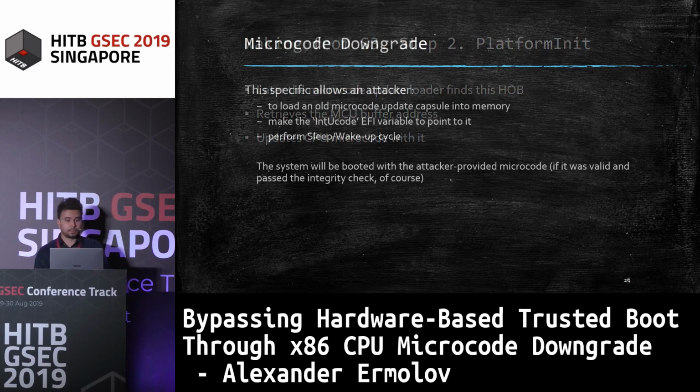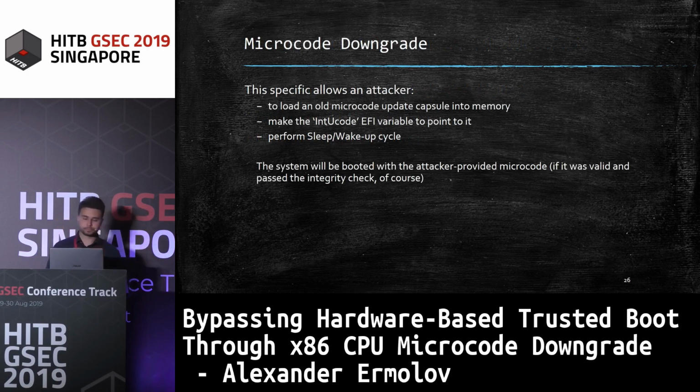This specific behavior allows an attacker to do some actions. An attacker can loot an old microcode update somewhere in the memory. He can make the init microcode variable point to this block of memory and perform a sleep-wake up cycle. That's how microcode could be downgraded to the version provided by an attacker.